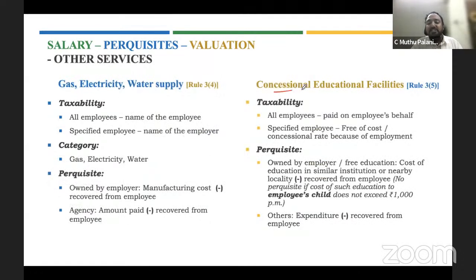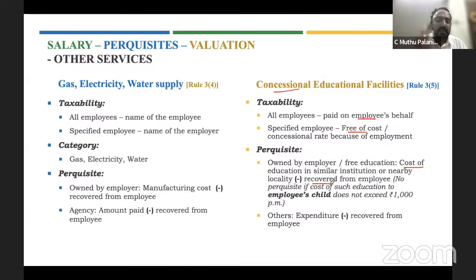And what about concessional education facilities? Here also, it is for all employees if it is paid on employee's behalf. But if it is specified employee, it is free of cost. If it's free of cost, it is only for specified employee. If it is paid on employee's behalf, it is all employees. So this is what it is about. So perquisite, if it is owned by employer or a free education, or the cost of education in a similar institution. For example, if I'm studying in Adayar, Chennai, the nearby schools in Adayar, whatever the cost of education in a similar institution or a nearby locality, I need to take that only. Minus recovered. So of course, I need to reduce whatever is recovered.